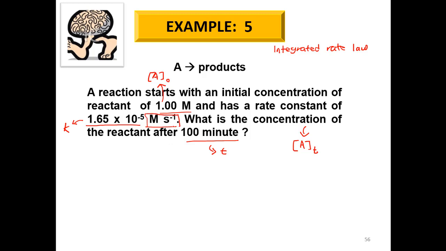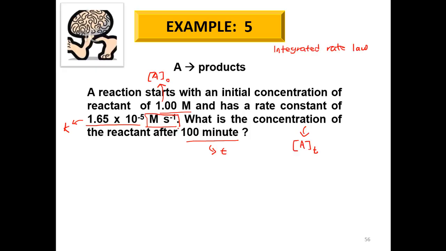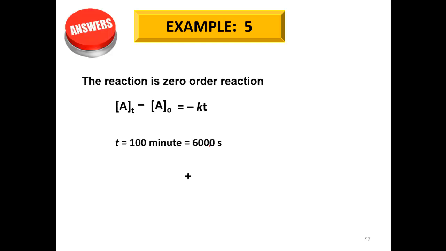Okay, so kalau you recall tadi daripada unit of rate constant, molar per second ni adalah zero order reaction. So bila dah tahu zero order reaction, you boleh pakai integrated rate law equation untuk zero order reaction, iaitu A at time t minus A naught is equals to minus KT. Dan lagi satu, rate constant tu dia bagi dalam molar per second, dan soalan bagi time dalam minit, so kita kena tukar minit tu kepada second.